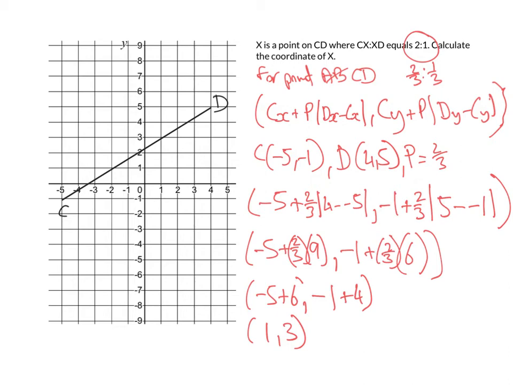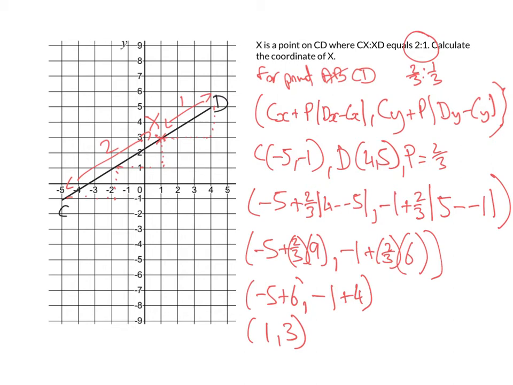So let's draw it in. 1, 3. Is that where X is? Let's have a look. We can tell because that goes along 3 and that goes up 2. Along 3, up 2, as opposed to 1 along 3 up 2. So that's a ratio of 2 to 1. So we can see the formula works for this, and it'll work for anything.